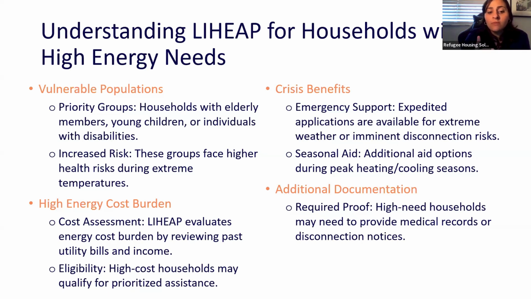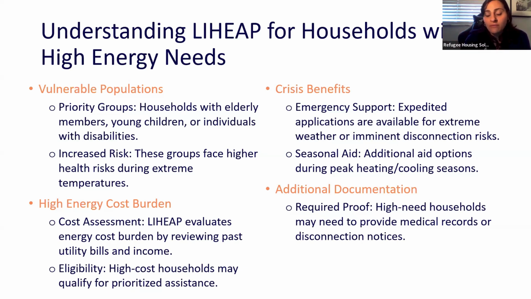LIHEAP does a cost assessment where they evaluate the energy cost burden by reviewing past utility bills. I don't know if anyone has checked their utility bills lately, in the mail or on their online platform. Me in Florida, I can see a spike during the summer. I'm using more electricity because I'm inside more, I want to have my fans and my AC on. And then during the winter it goes up again because I'm using my stove to cook more, right? So LIHEAP uses that to evaluate where and how much support they can provide, and if a household is considered high cost, it could qualify for prioritized assistance.